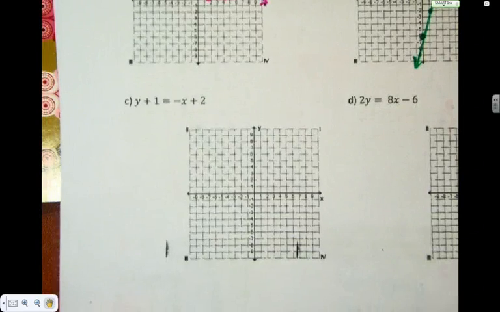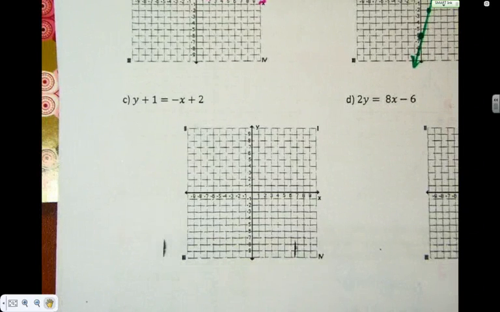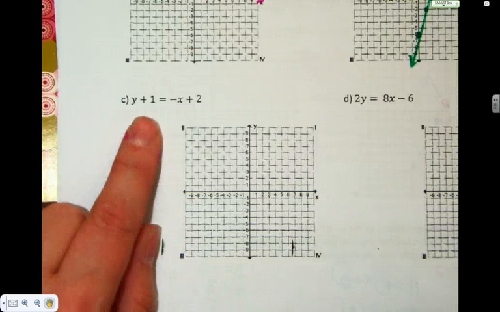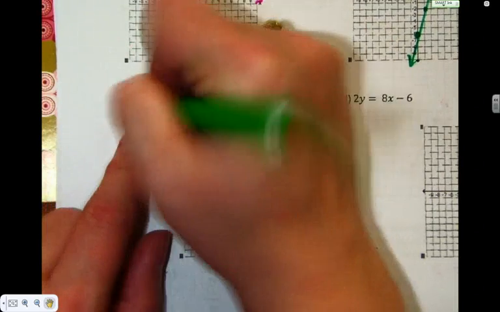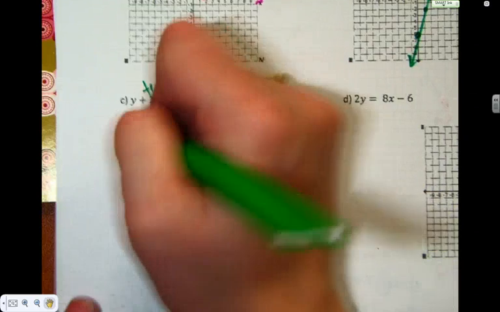Okay, let's look at C. What do you notice about C that you didn't see in A and B? Yeah, we got to get rid of that plus 1. So step 1 is we need the y by itself because we need it in y equals mx plus b. How do we get rid of plus 1? Minus 1. Okay, so just regular algebra skills to get the y by itself.